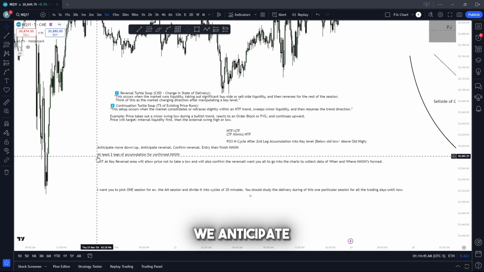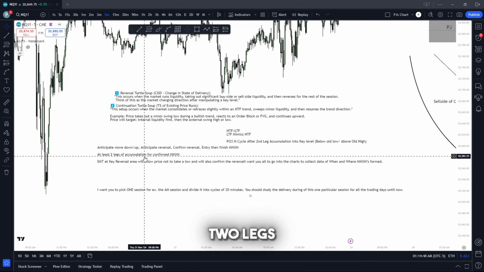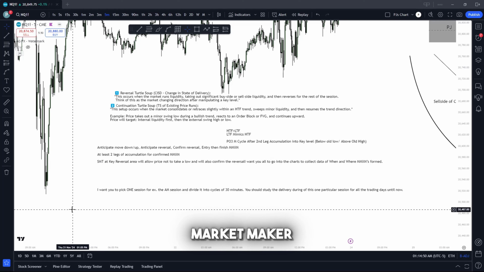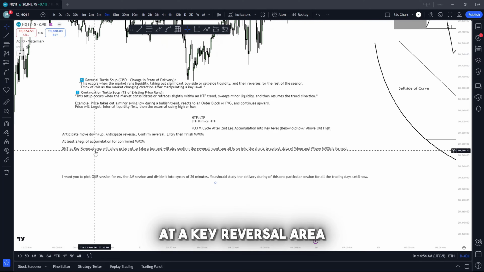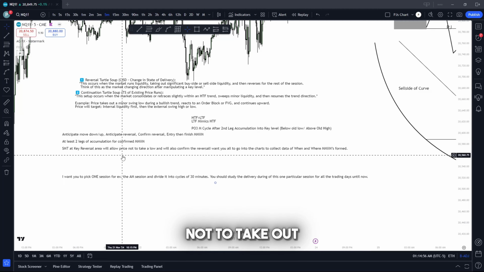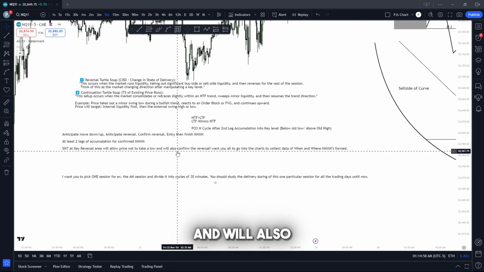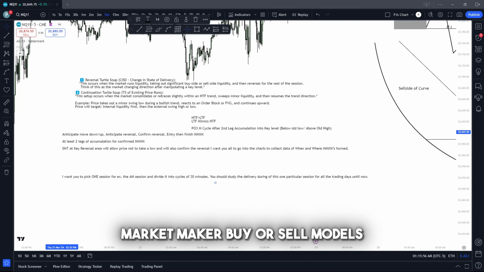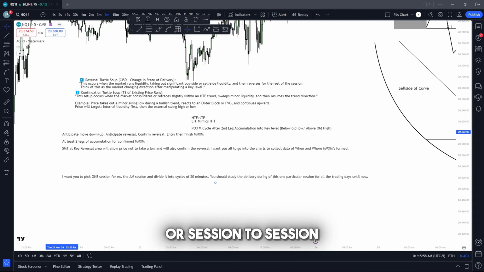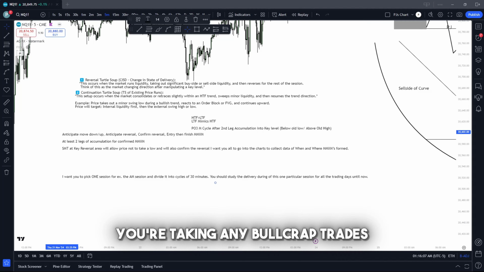We anticipate and need at least 2 legs of accumulation for a confirmed market maker buy or sell model. An SMT at a key reversal area will allow price not to take out a key low and will also confirm the reversal. The best way to chart yourself market maker buy or sell models are on the 30-minute or session to session for the most quantity for your database. The quality is decent and pretty good as well, so it's not like you're taking any bad trades.